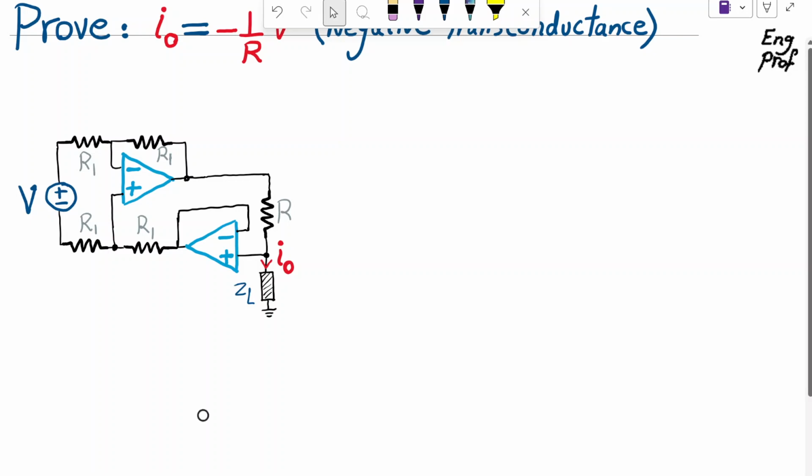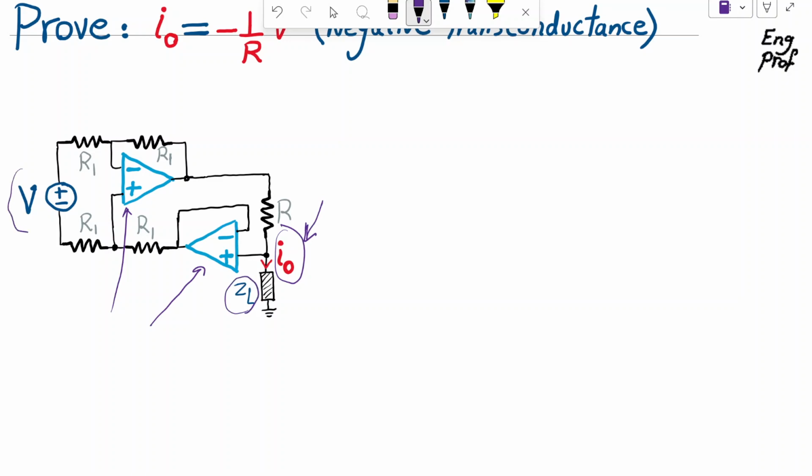In this active circuit that is designed using two ideal op-amps, we want to show that the output current I_out, the value of it is independent of ZL, and it's only defined by the input voltage V and also resistor R, not even resistor R1. So it's very interesting, and also there is a negative sign there.